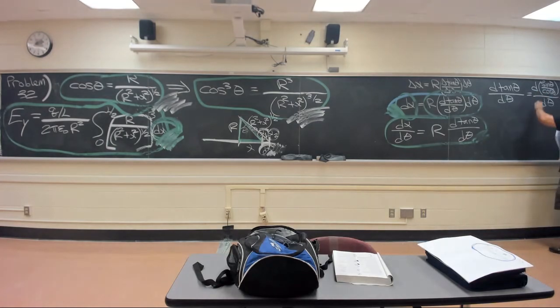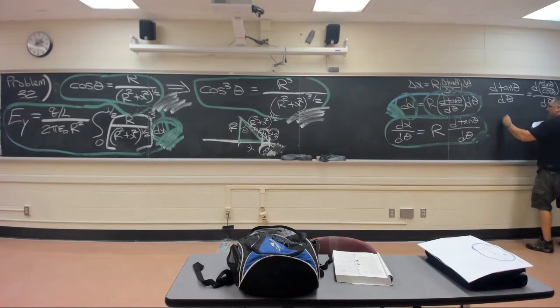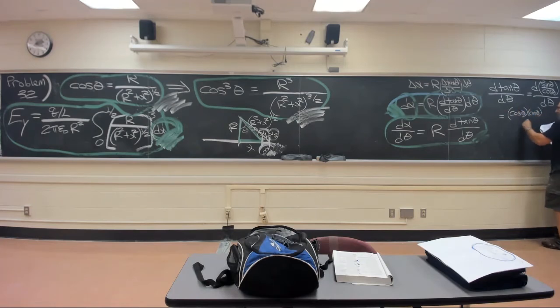So you get to here. Sine theta is the f function. Cosine theta is the g function. d of f over g is equal to g f prime minus f g prime, over g squared. What's going on here?